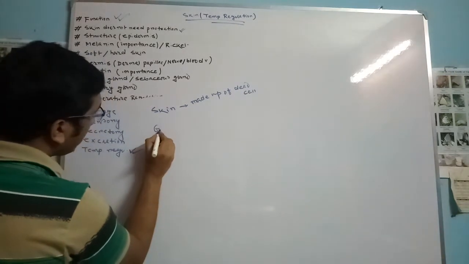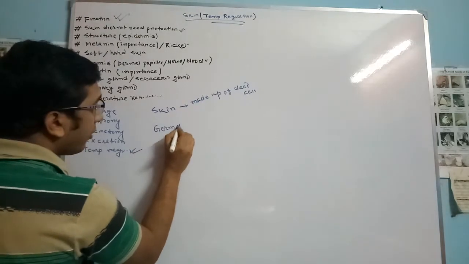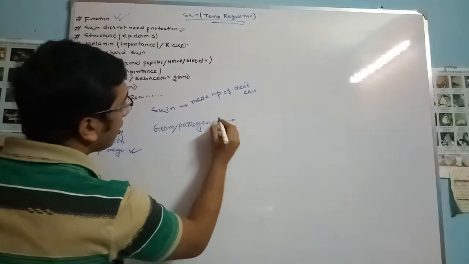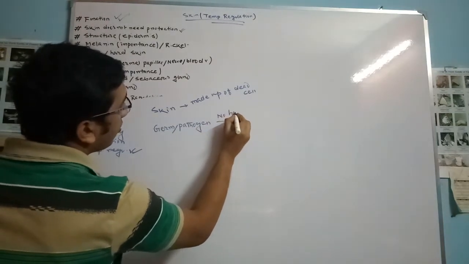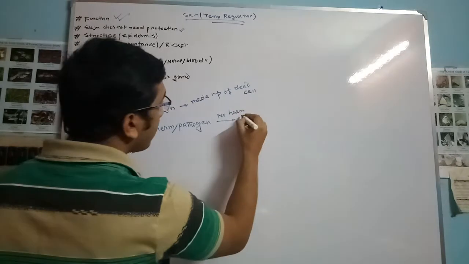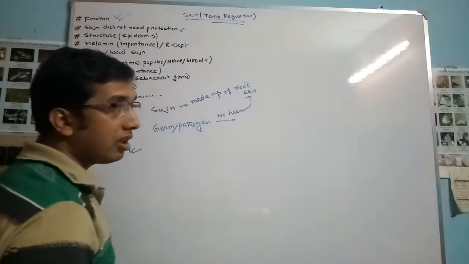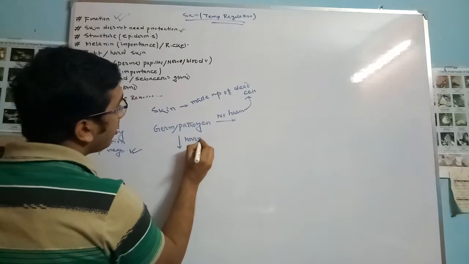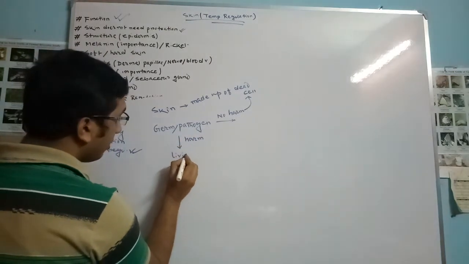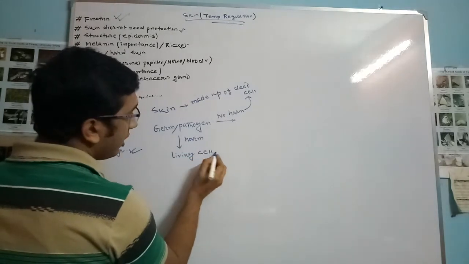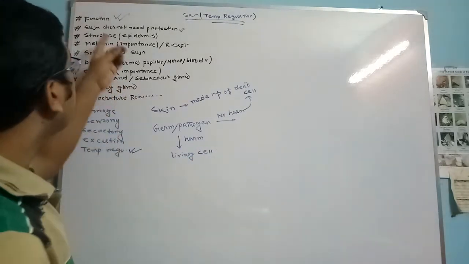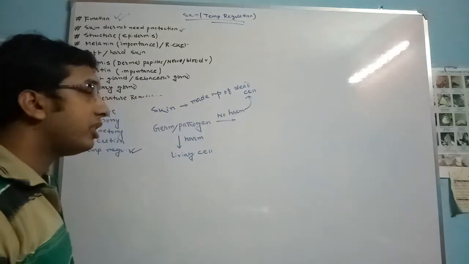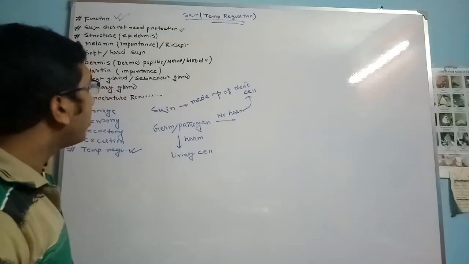And we know that germs and pathogens do no harm to dead cells. But germs and pathogens are harmful to living cells. Hence, the skin doesn't need protection, but our body parts, the different types of internal delicate organs, need protection.